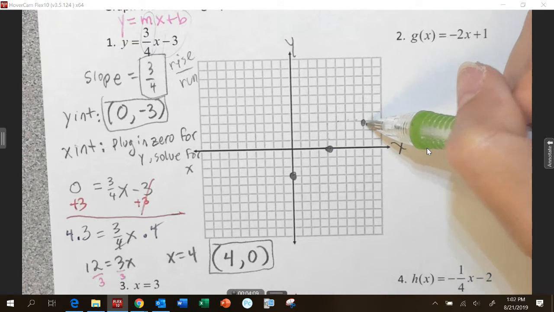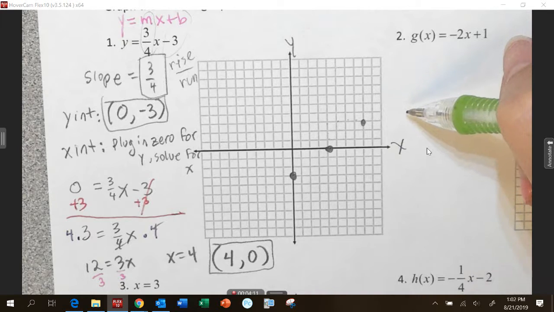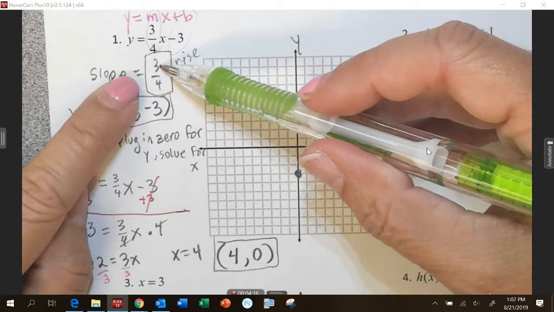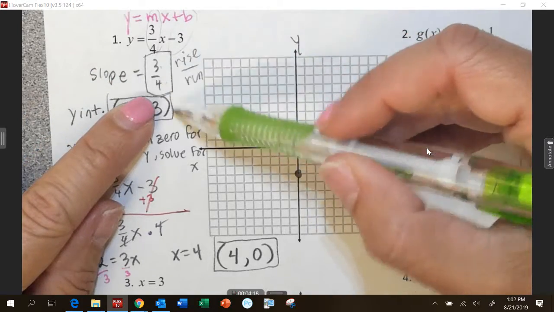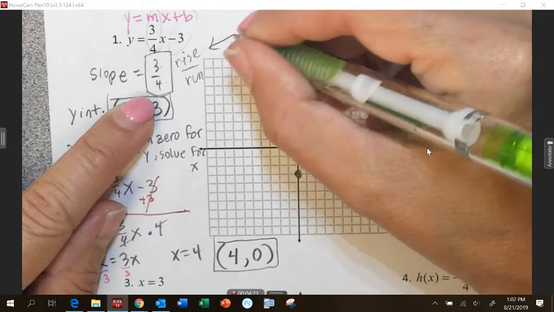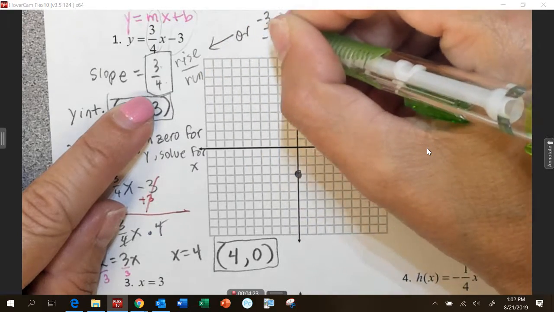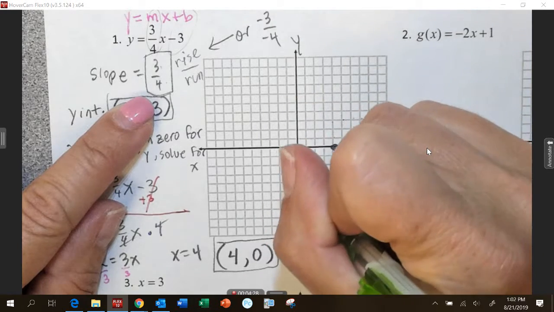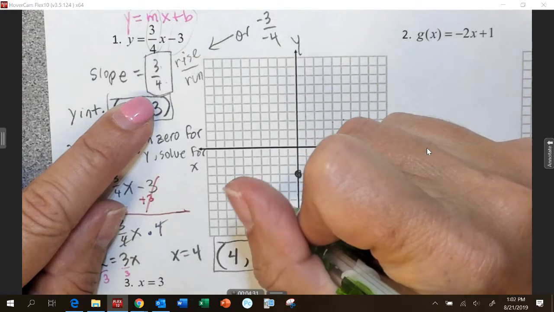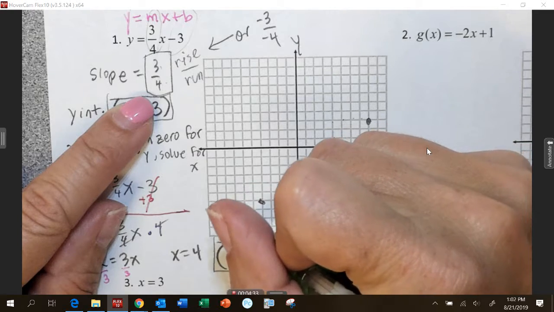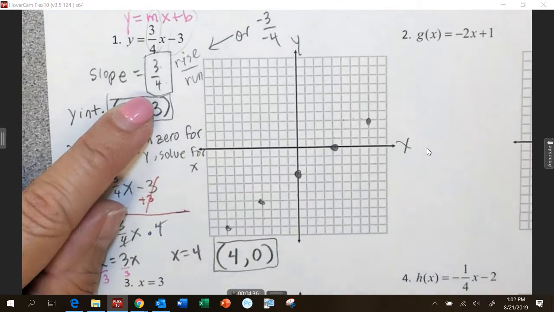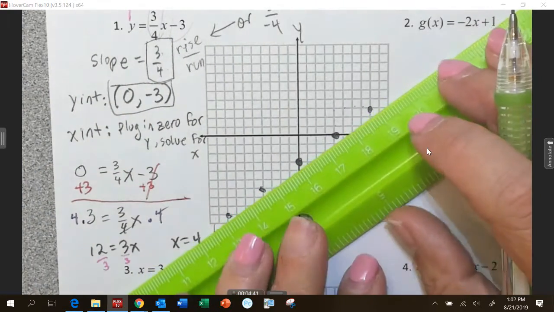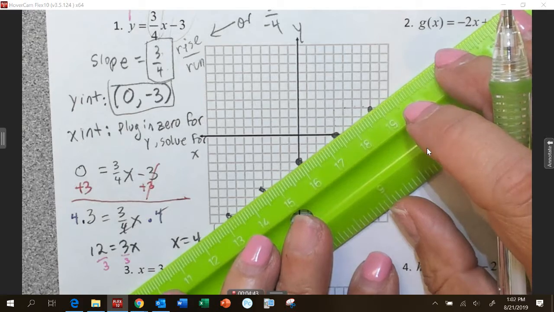If I go up 3/4 again, I'm off the graph. So the great thing about slope is instead of +3 over +4, you can change both signs if you want. You could also do -3 over -4, because negative over negative becomes a positive. So I could start here and go down 3, left 4. Down 3, left 4. And you can see we have a pattern. We have a constant pattern here. So then use your straight edge and make your line.